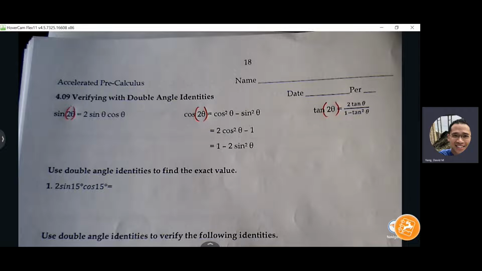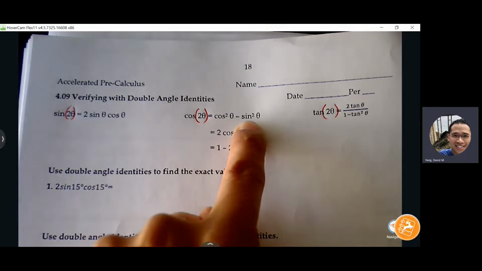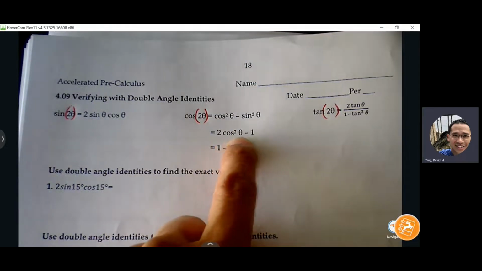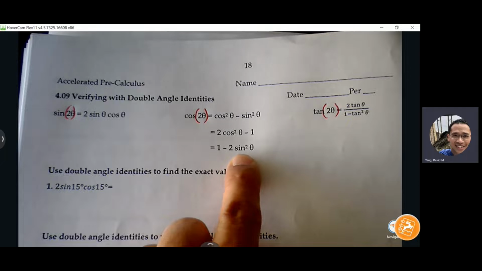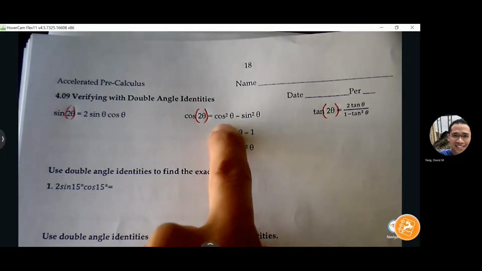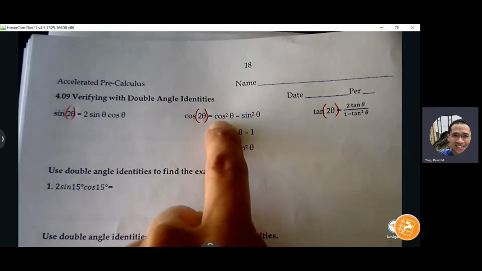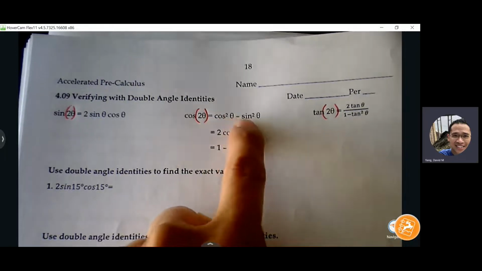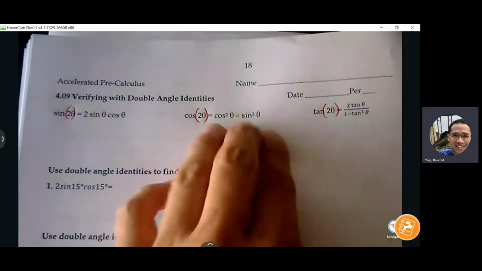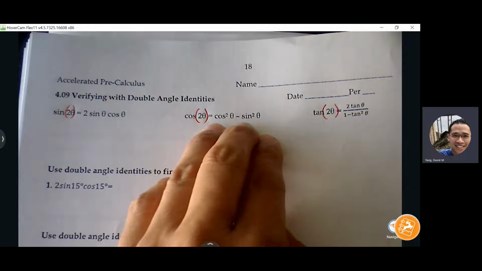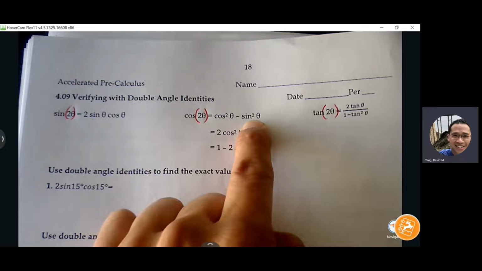Cosine of 2 theta, there are 3 variations: cosine squared minus sine squared, 2 cosine squared minus 1, or 1 minus 2 sine squared. But the reason why there's 3 versions is because we can use trig identities to replace the cosine squared or sine squared in terms of the other trig function, right? So if I gave you cosine squared minus sine squared, you'd be able to convert that to be in terms of cosine by replacing sine squared with 1 minus cosine squared, right?